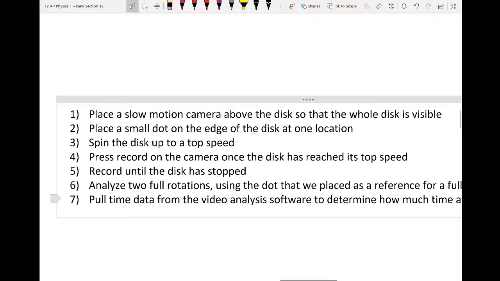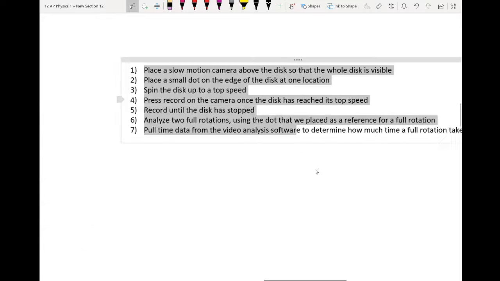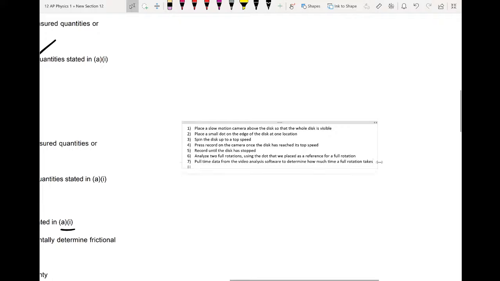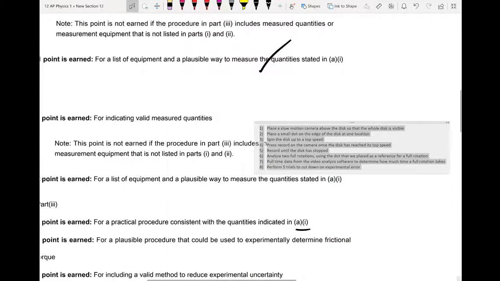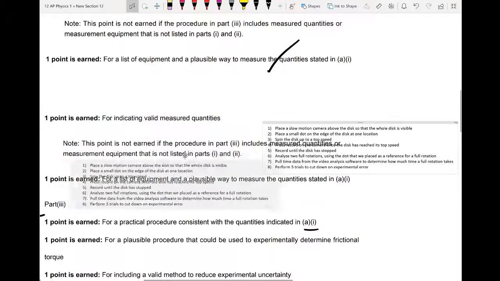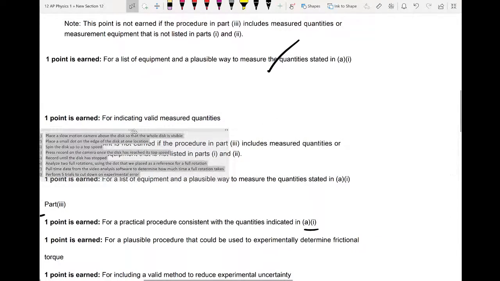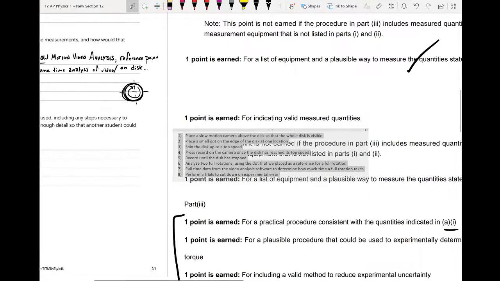Cool, so that's a procedure. Maybe it's not the best procedure, but it does everything that we need. Oh, sorry, it hasn't quite done everything we need. Perform 3 trials. I know, let's do it 5 times. We don't actually have to do this. 5 trials to cut down on experimental error. All right, great. So we have cut down on our experimental error. And let's see, I want to move this over here so that we can match it up.